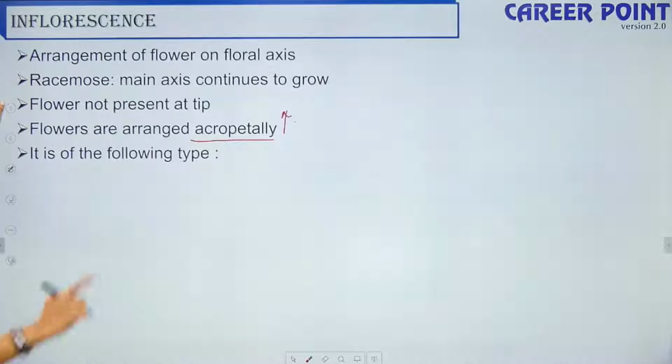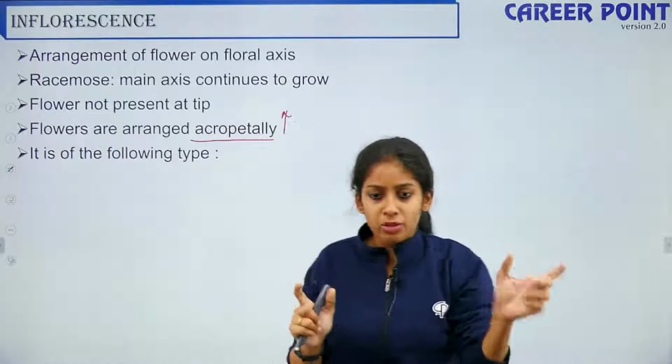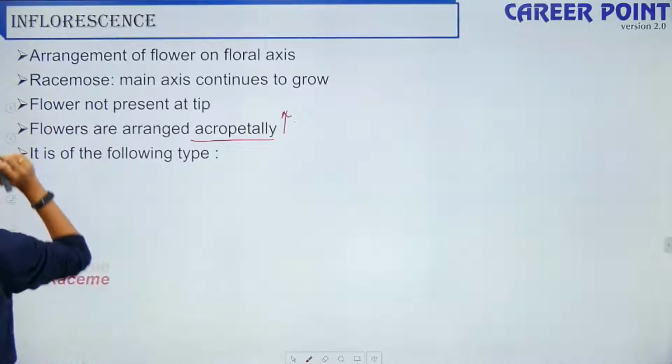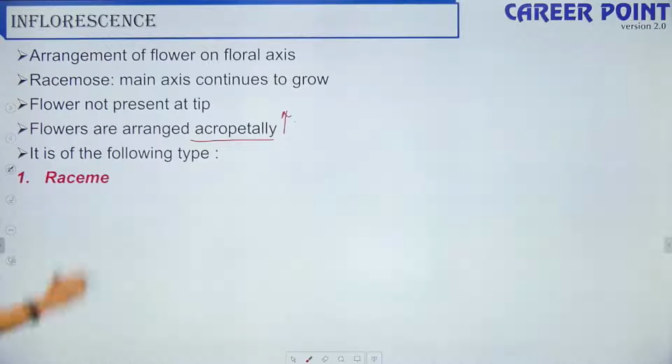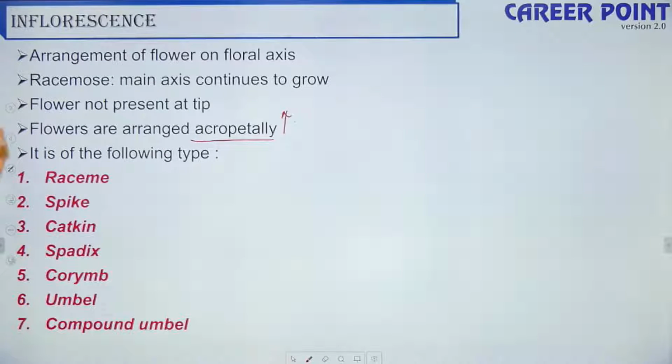So your racemose inflorescence is of the following type. So the main division of inflorescence is racemose and cymose, and your racemose inflorescence is of the following type. So what are the type? The first is raceme. Okay. The next one is spike. The third one is catkin. So the fourth one is spadix, and the fifth one is corymb, and sixth one is umbel. So you have 6 types. Okay. Seventh one. Compound umbel. Okay.